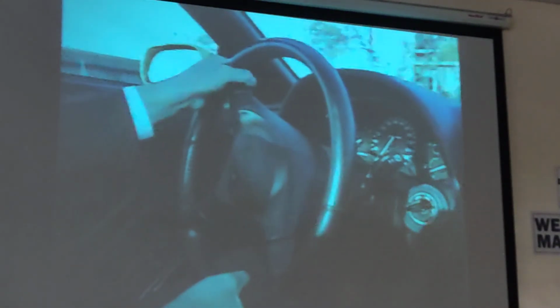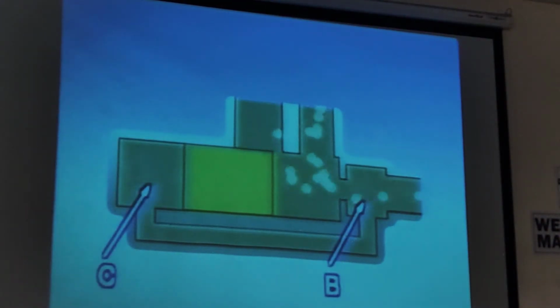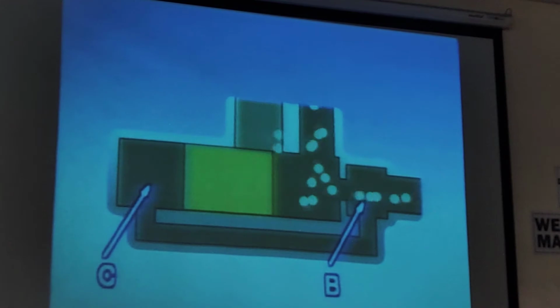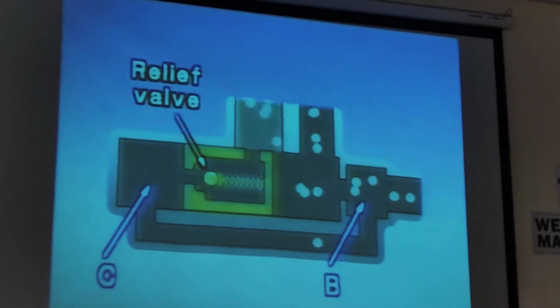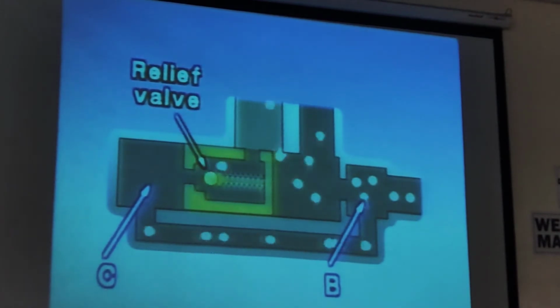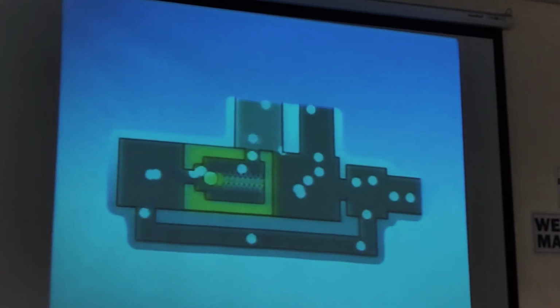Now, what happens if the steering wheel is turned all the way to the left or right, and this position is maintained? If this happens, the hydraulic pressure in chamber B suddenly rises. This would increase the load on the engine and in part the power steering system. So to prevent this, when the pressure in chamber C rises above a set pressure, a relief valve opens so that an excessive rise in pressure will not occur.